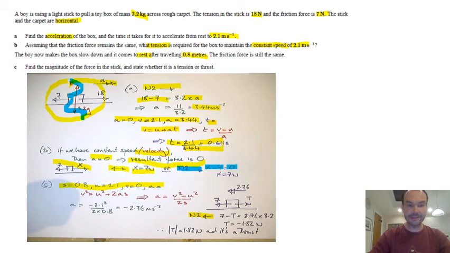Which SUVAT? v squared is u squared plus 2as. That gives the acceleration. Draw a diagram, please. Always draw a diagram, putting all the directions in clearly. Now, since the acceleration's to the left, I'm going to do Newton's second law to the left. So I've got a positive force, a negative one.